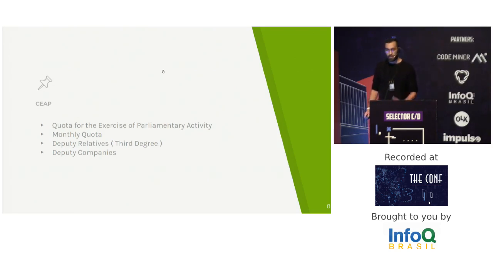So basically, the deputies cannot spend this money with companies or services that they are a partner of, or that a relative until the third degree of the deputy is a partner of. So let's say that some deputy wants to buy an air conditioner and he's a partner of the company. He cannot do that. That's illegal.